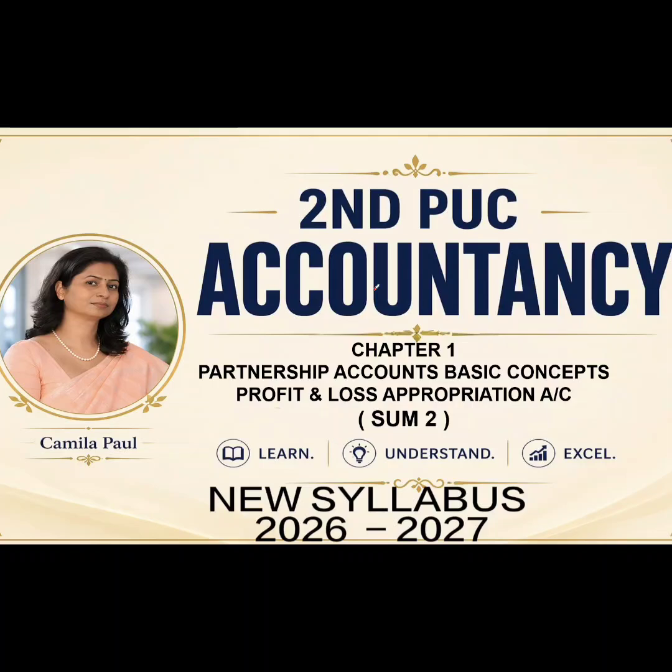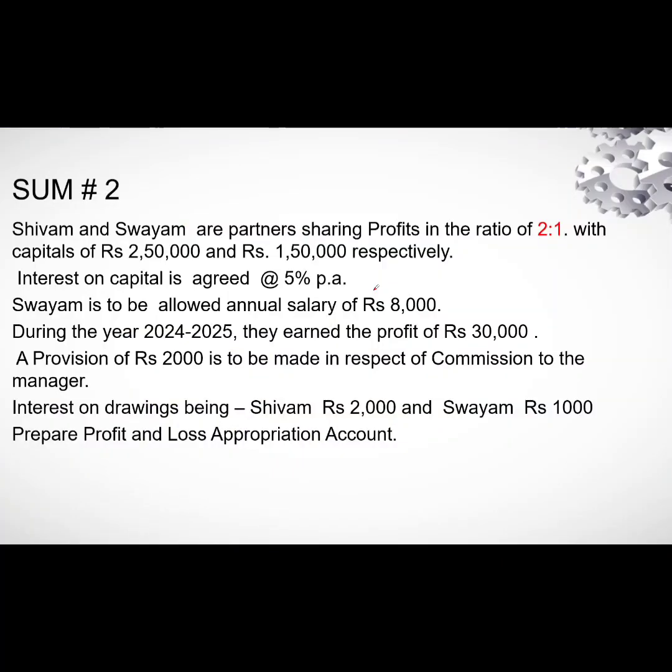Shivam and Swayam are partners sharing profits in the ratio of 2:1 with capitals of rupees 2,50,000 and 1,50,000 respectively. Interest on capital is agreed upon at 5% per annum. Swayam is to be allowed annual salary of rupees 8,000. During the year 2024-2025, they earned a profit of rupees 30,000.